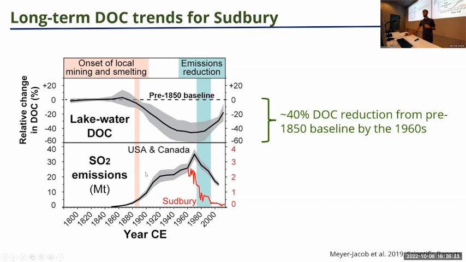The lowermost panel shows that the trends essentially mirror changes in sulfur dioxide emission and deposition data, where the gray data is combined data for the US and Canada, but the red line plot more specifically reflects the emission data from Sudbury.